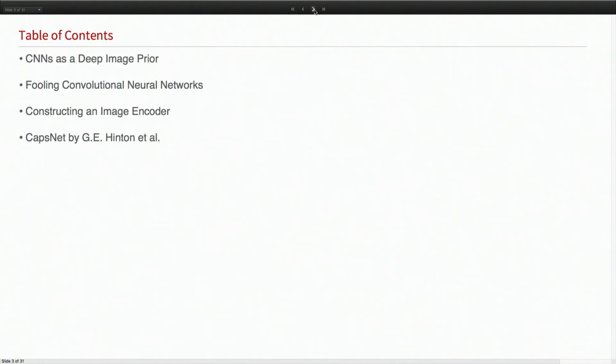Okay, here we go. All right, so this is my table of contents. I'll be talking about four different issues. First of all, just to start on a positive note, I will show you how great convolutional neural networks are and what they can achieve. Essentially, they are, from a statistical point of view, a very good prior for natural images.